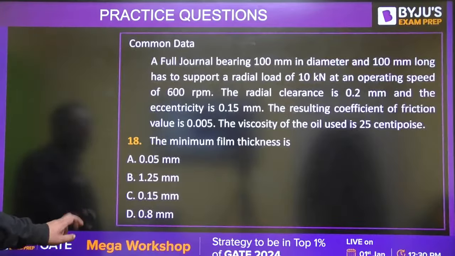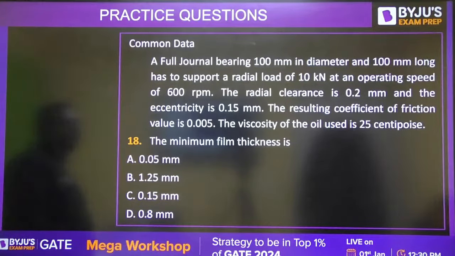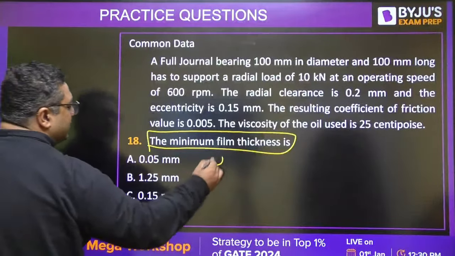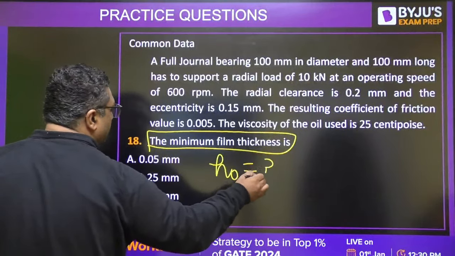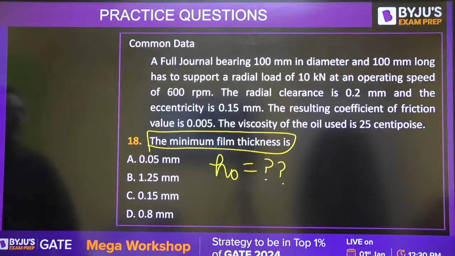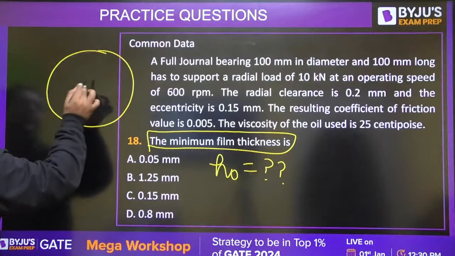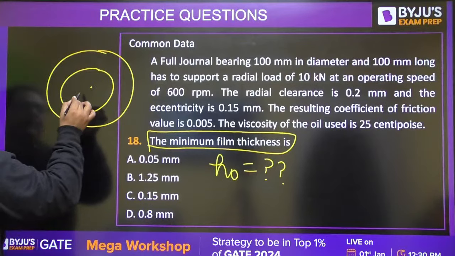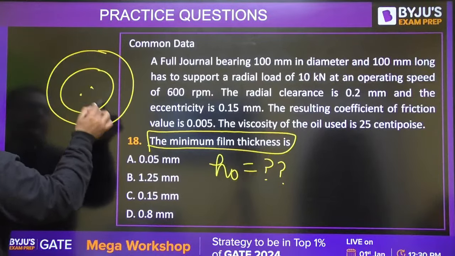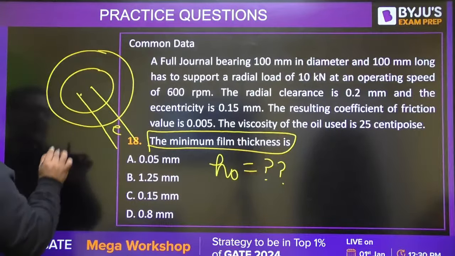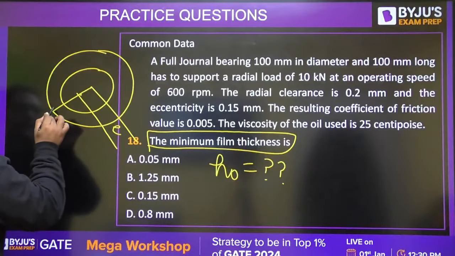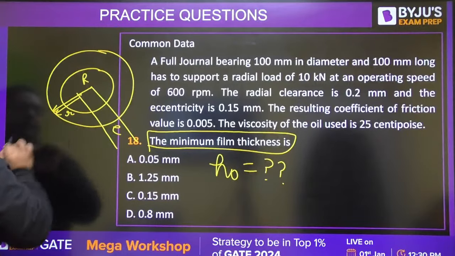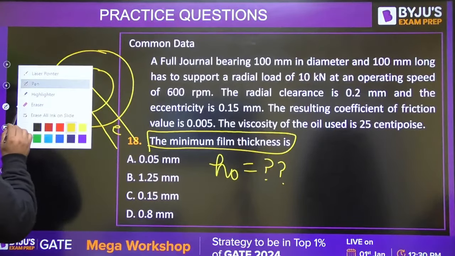Moving to question number 18 now. This is once again the same. He is asking you the minimum oil film thickness, H naught. So I feel you know that if we have a journal bearing, how we define H naught. So this would be the center of bearing. This would be the center of journal. Then this distance is said to be eccentricity. And if you take this as capital R, this is small r. I'm making the diagram again.